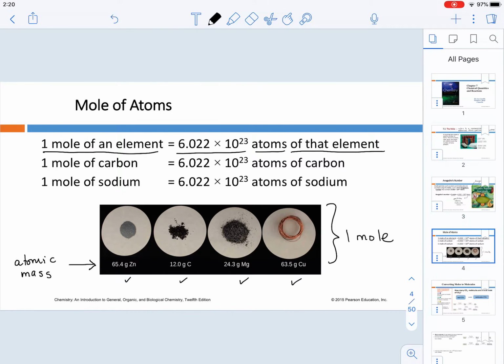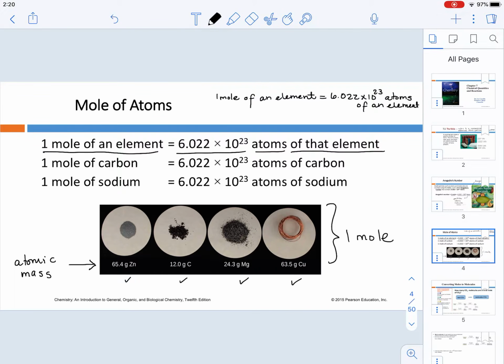I'm going to introduce this concept early. 1 mole of an element equals Avogadro's number, 6.022 times 10 to the 23rd atoms of that particular element.